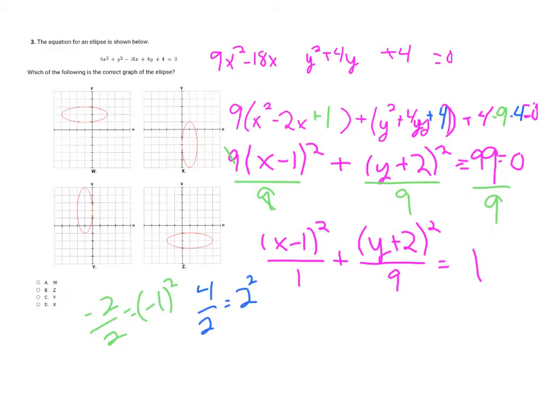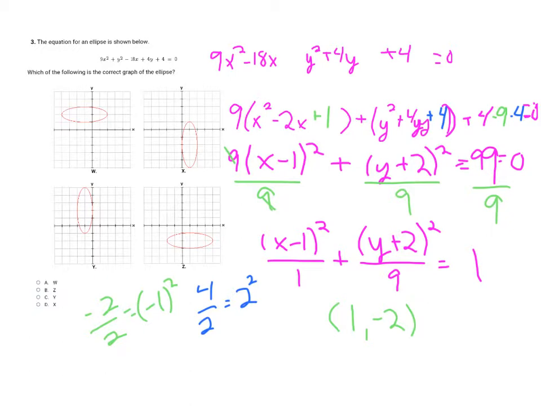So the first thing is that my center is going to be positive 1, negative 2. My x-coordinate that's being subtracted here is 1. And then remember, when this is a plus, it has to change to a minus to get my y-coordinate. So my center here is 1, negative 2. So I'm going to look for the graphs that have a center of 1, negative 2.